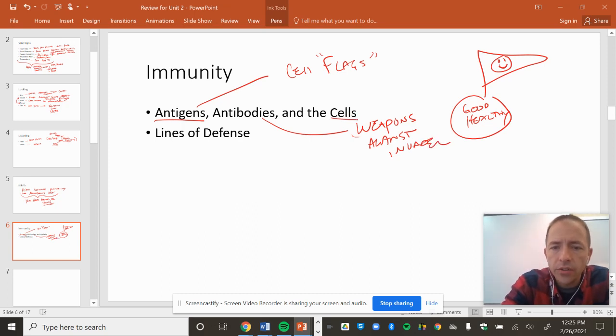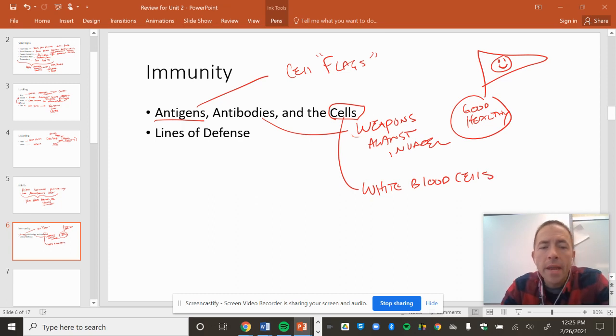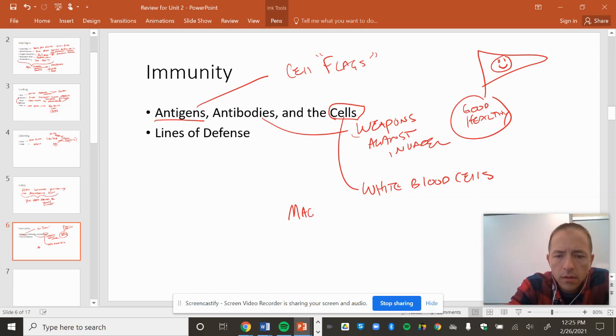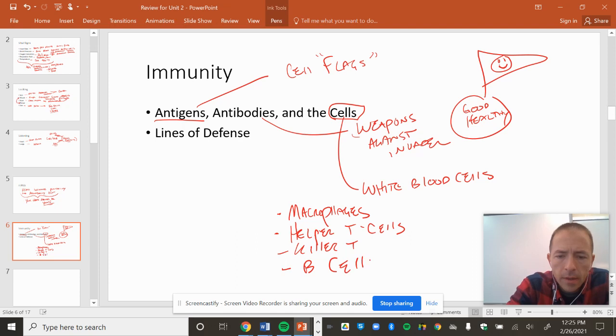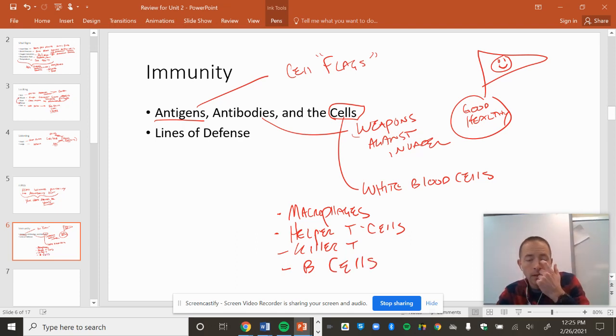And the cells are the things that are going to respond. So we have different types of what are called white blood cells that are going to be the main workers for the immune system. Remember that we talked about macrophages. And we talked about helper T cells. And I'll talk through these on the next slide. Helper T cells, killer T cells, and B cells. These are the main ones that you need, at least for immunity.